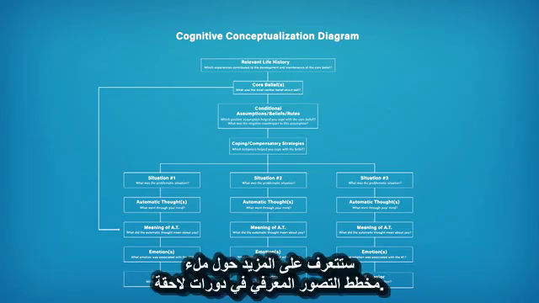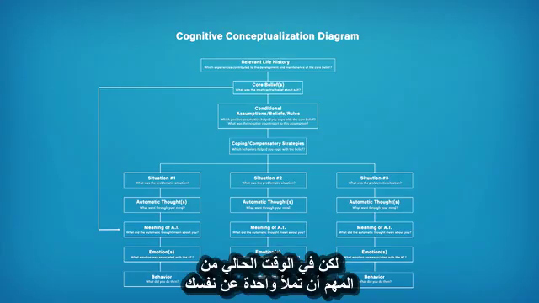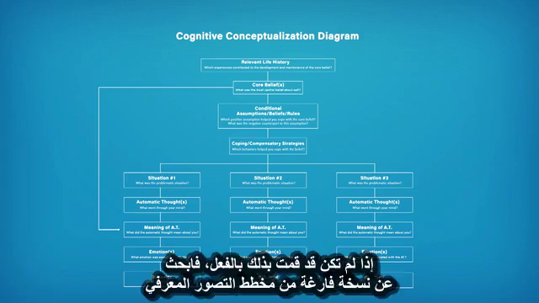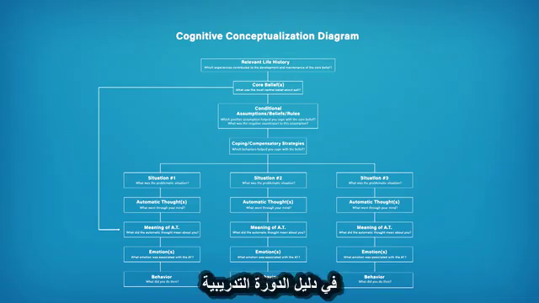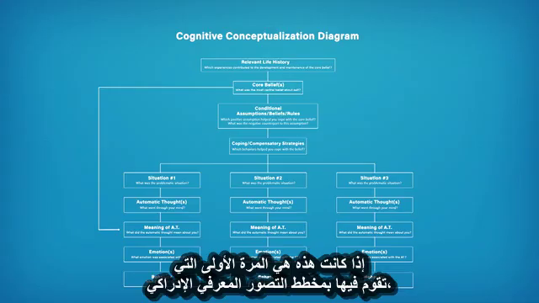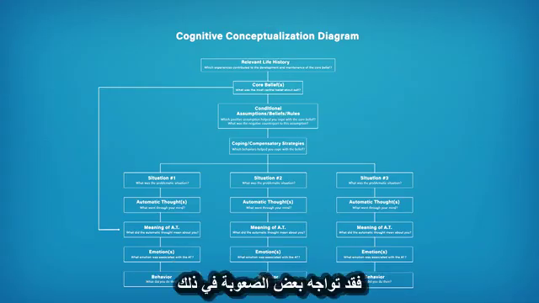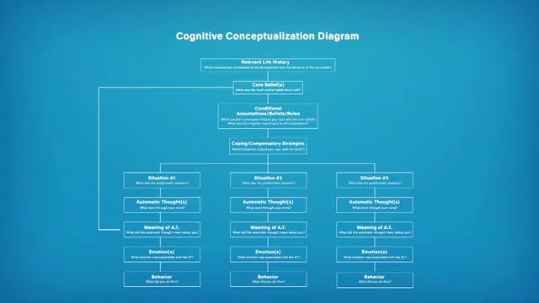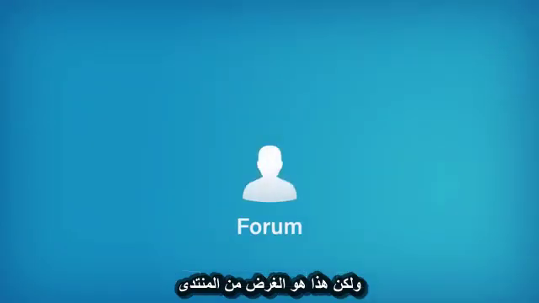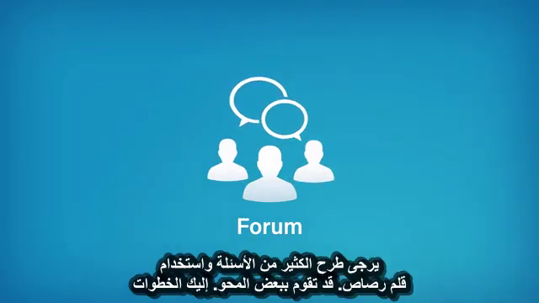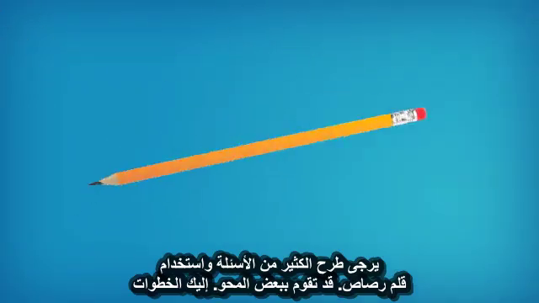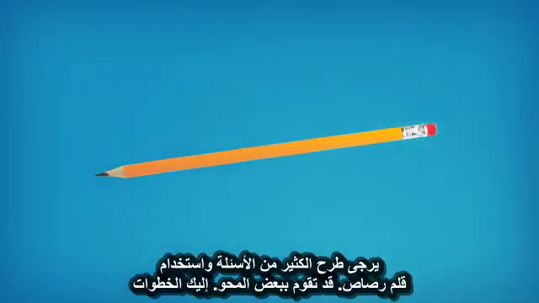You'll find out more about filling out the CCD in later courses, but for now, it's important to fill one out about yourself. If you haven't already, find a blank copy of the Cognitive Conceptualization Diagram in the course manual. If this is the first time that you've ever done a CCD, you might have a little bit of difficulty with it, but that's what the forum is for. Please ask lots of questions and use a pencil. You may very well do some erasing.